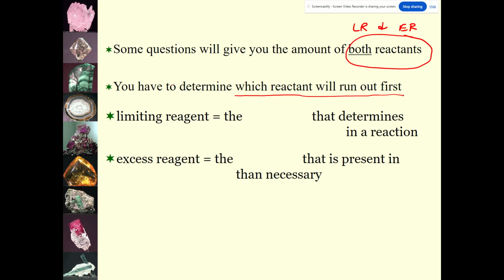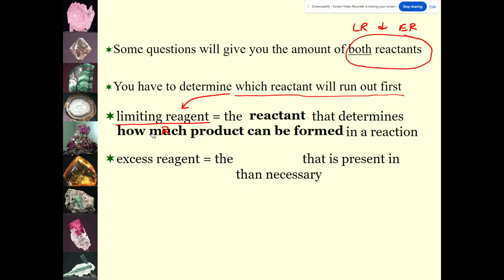And that reactant that runs out first is the limiting reagent. And again, for short, you can label that as LR because we will label that in the reaction. Okay, so the reactant that runs out first is the limiting reagent, and it is the one that is then going to determine how much product can be formed in the reaction. Okay, the other reactant is present in a greater quantity than is needed, and it is known as the excess reagent. Okay. So how do we determine which one runs out first?